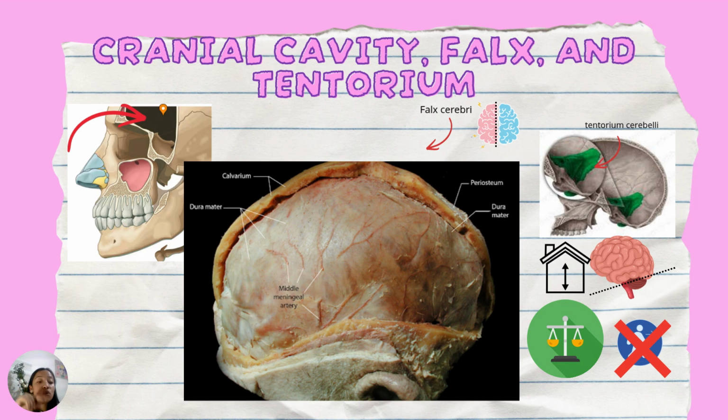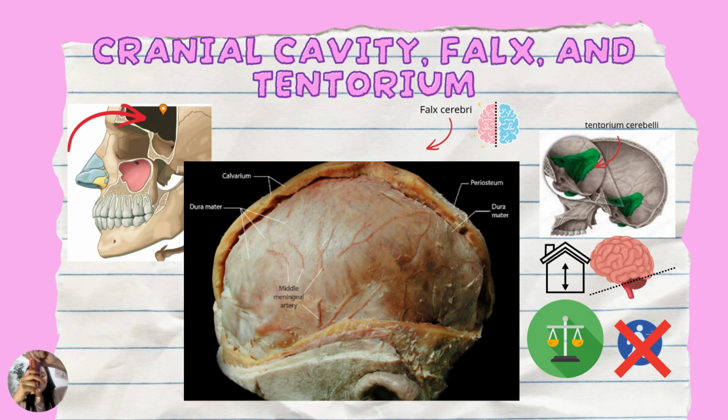Inside this cavity, the dura mater forms important supporting structures like the falx cerebri, which is like a vertical fold that separates the two cerebral hemispheres. We have this above, in the big image in the center of the screen. We have the falx cerebri. The falx cerebri is like the vertical fold, so we have the corpus callosum, something like that.